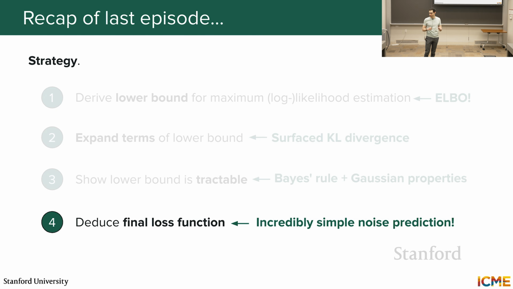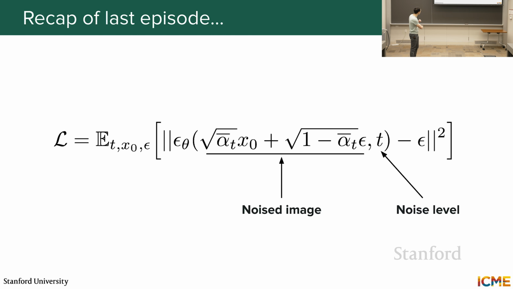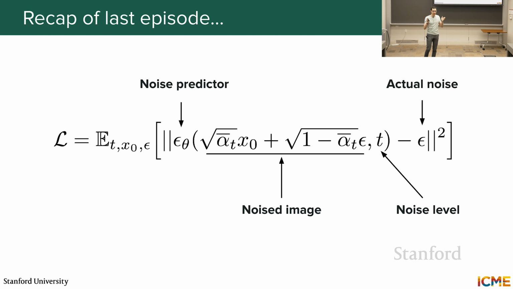All good so far? This was last time, and this was the loss that we had. We had the noised image as an input along with the noise level, and we had our model that we wanted to train, which is here the noise predictor, epsilon theta. And we wanted it to match as closely as possible the actual noise that we used.